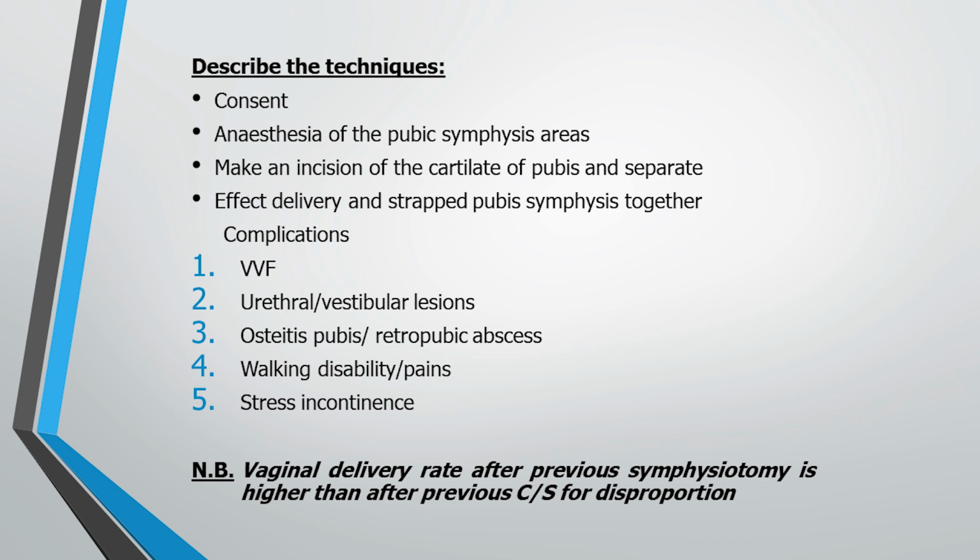Note that the vaginal delivery rate after previous symphysiotomy is higher than after previous cesarean section for disproportion. And the reason is that by the time you do that symphysiotomy, the pubis has been widened. So if the pubic arch was acute before, it probably becomes a little bit wider and can easily accommodate the head of the fetus in subsequent delivery. That's why the vaginal delivery rate is much higher.